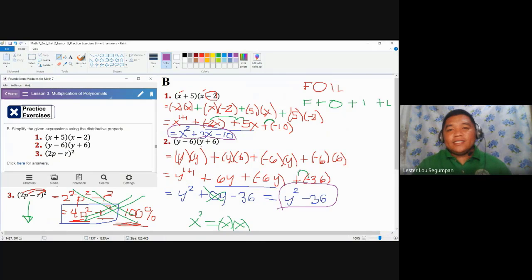So FOIL method is just the unique way to distribute, but you may use your own method if you have come up with one. Just make sure that it follows correct mathematical procedure. The next video is actually another method for us to determine the product of polynomials. It's another method. You may or may not use it. You may or may not use even the FOIL method. It's up to you which you will use, as long as, again, it follows correct mathematical procedures.